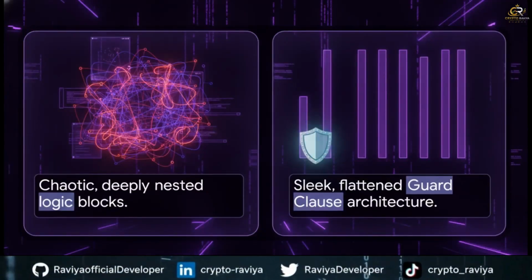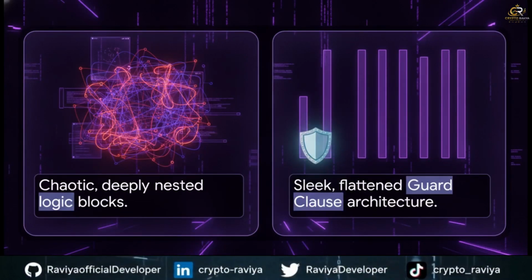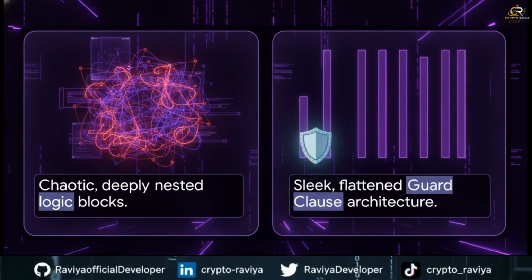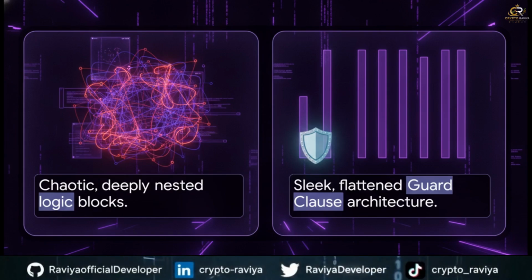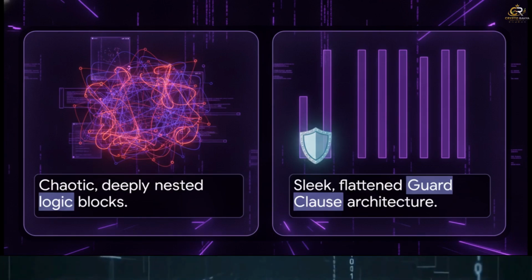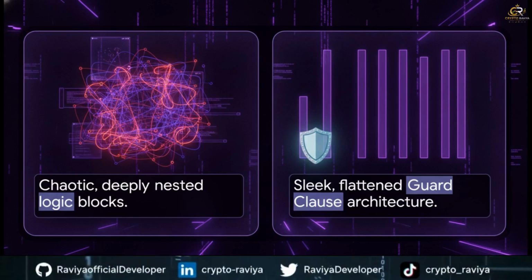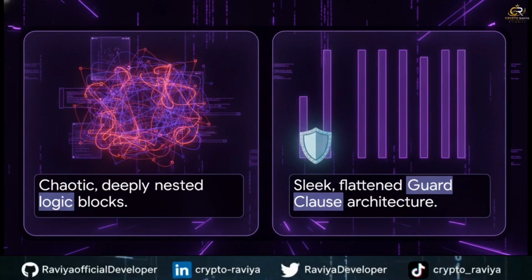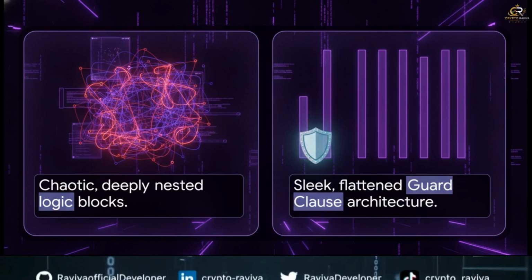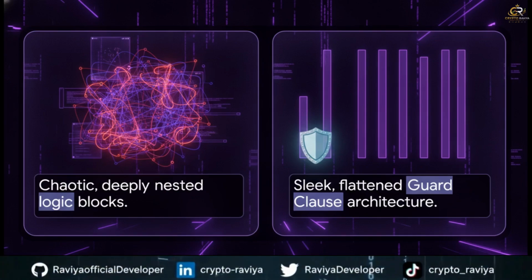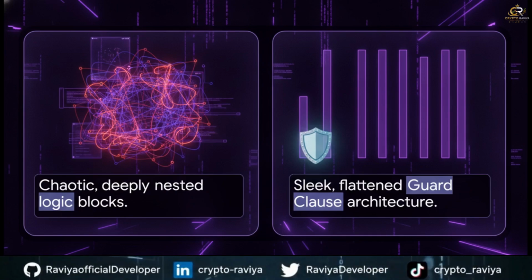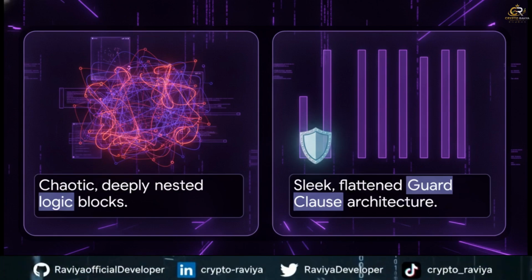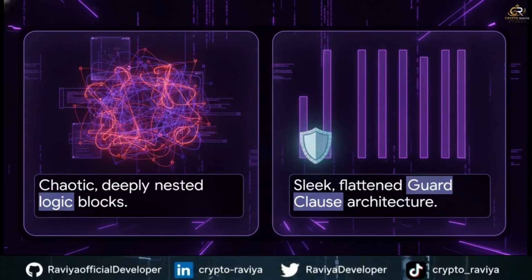To solve this, professionals use a pro-level architecture to flatten things out. Instead of chaotic, deeply nested logic blocks, we can flatten our code using guard clauses. Instead of nesting the true path inside some massive if block, a guard clause checks the invalid conditions right up front and immediately returns out of the function if a condition fails. It essentially guards the rest of your code. If you make it past those initial checks, you know for sure you're in a guaranteed safe state, and your code remains perfectly flat and incredibly easy to read.